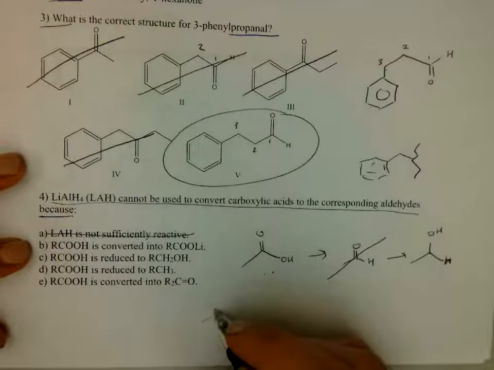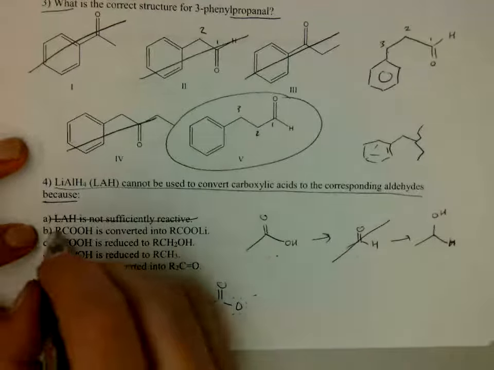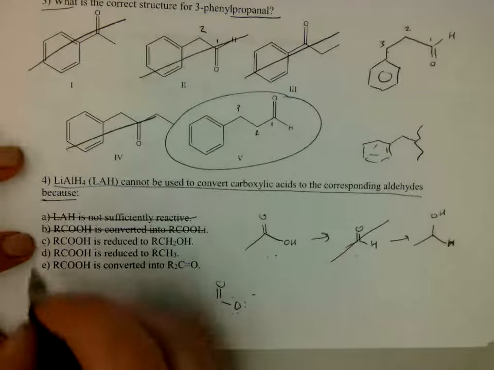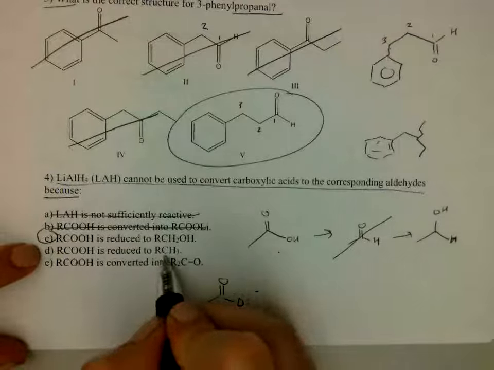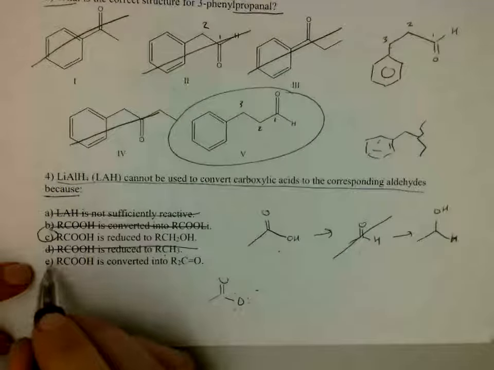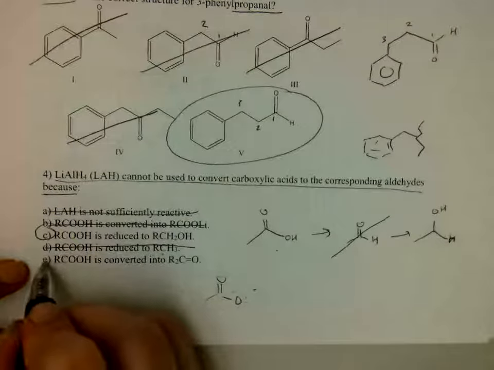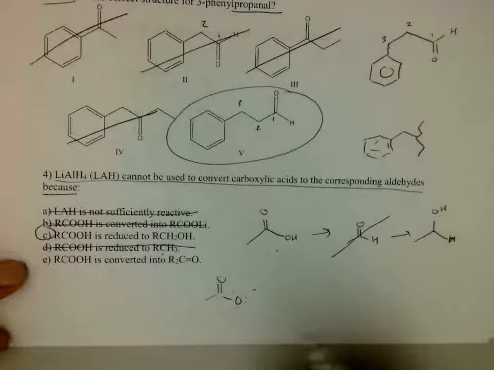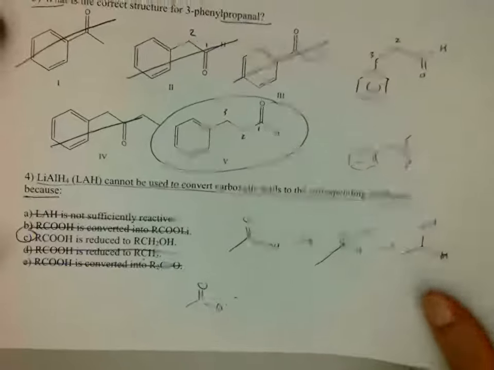Converted to this structure would just be, it's basically deprotonated. So just a base would do that. Any base that's going to take off the proton. Reduced to the primary alcohol, this would be if it could get rid of that last alcohol. It can't, just the way reducing agents work. And then converted to this would basically turn it into a ketone, which we haven't learned how to do from a carboxylic acid right now. So that's not right either. So that leaves you with answer choice C.